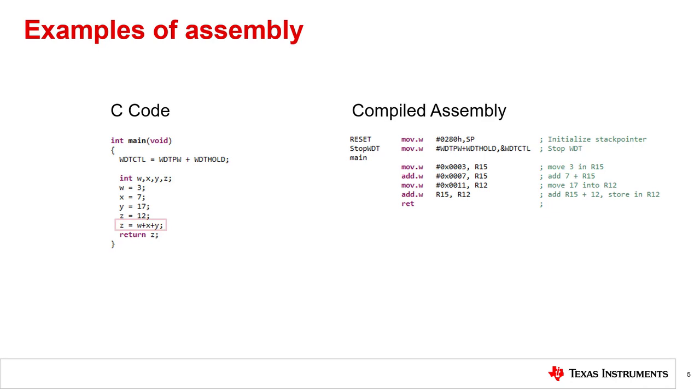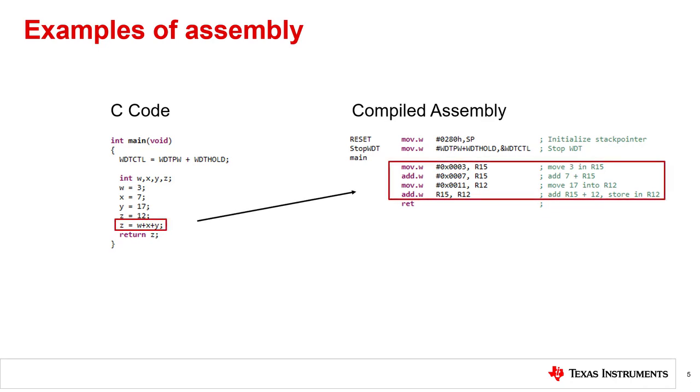Beside the C code is the compiled assembly code. As we can see, the C code doesn't get compiled one-to-one. This is because the compiler will optimize our C code. In our example, all the value assignments were optimized out. Sometimes a single line of C code will require multiple lines of assembly. This is shown with the line z equals w plus x plus y, consisting of several moves and adds.